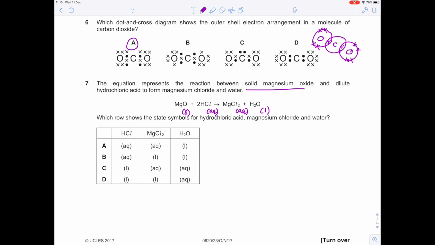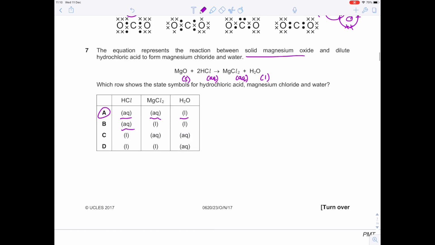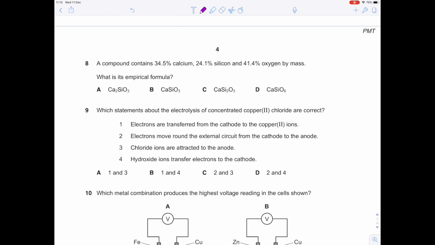Water is a liquid. Looking along the rows then, we know that hydrochloric acid is aqueous. Magnesium chloride, I said, is aqueous. Water is a liquid. The answer here is 7A. The compound contains 34.5% calcium, 24.1% silicon, and 41.4% oxygen by mass. What is its empirical formula?